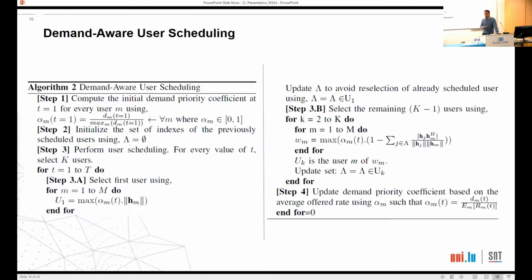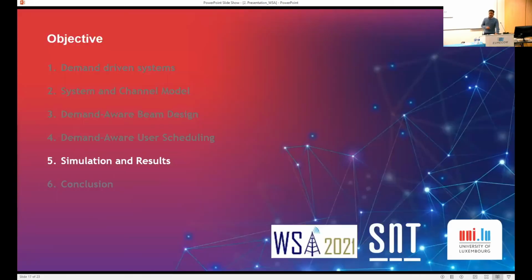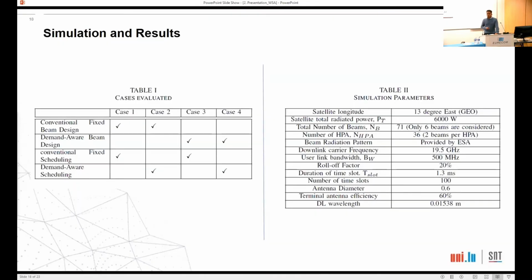Hence we also update our priority every t seconds, and this is run in a loop for user scheduling. So together, we have introduced demand-aware design at 2 levels. One is at beam design level, and another at user scheduling. And we tried to show some results.